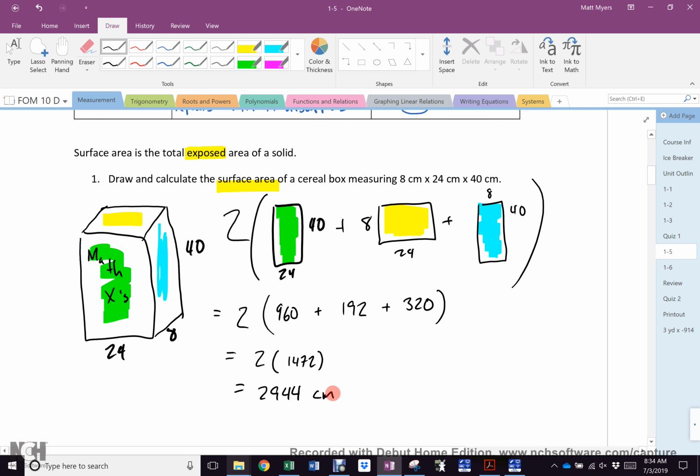Centimeters what? Squared. Why is that there? Because we are looking for an area, and an area has 2 dimensions. It has a length and a width.